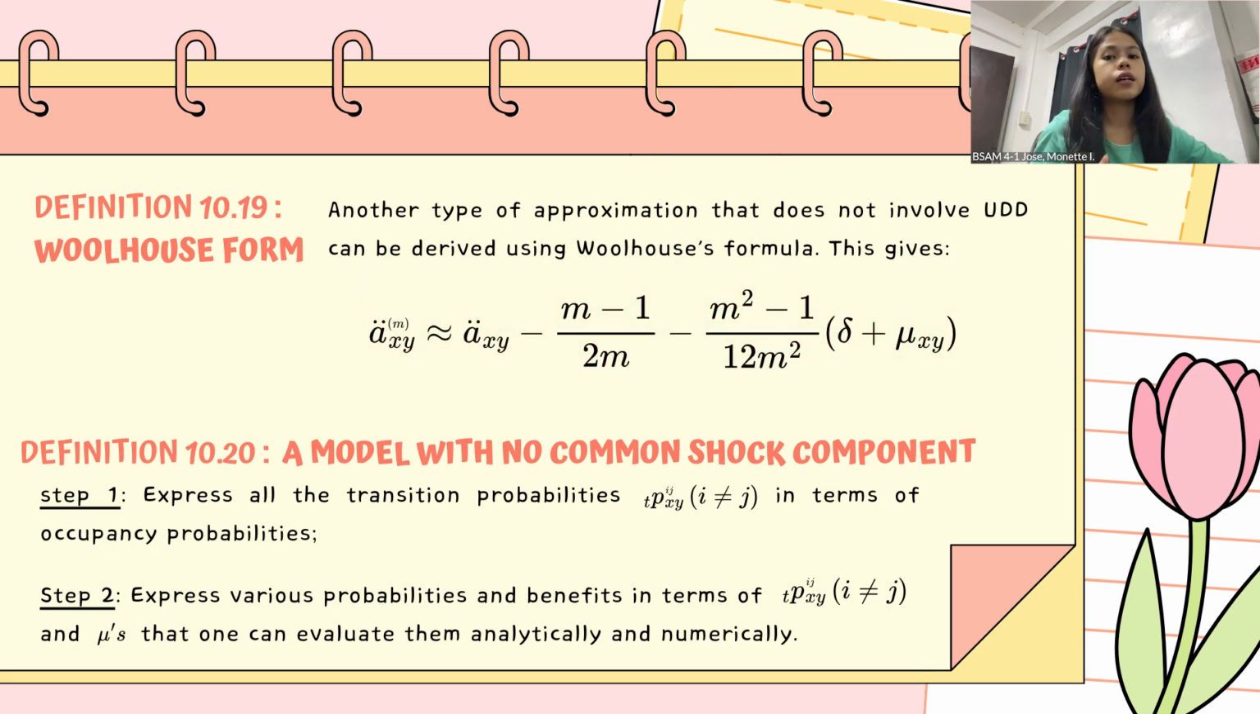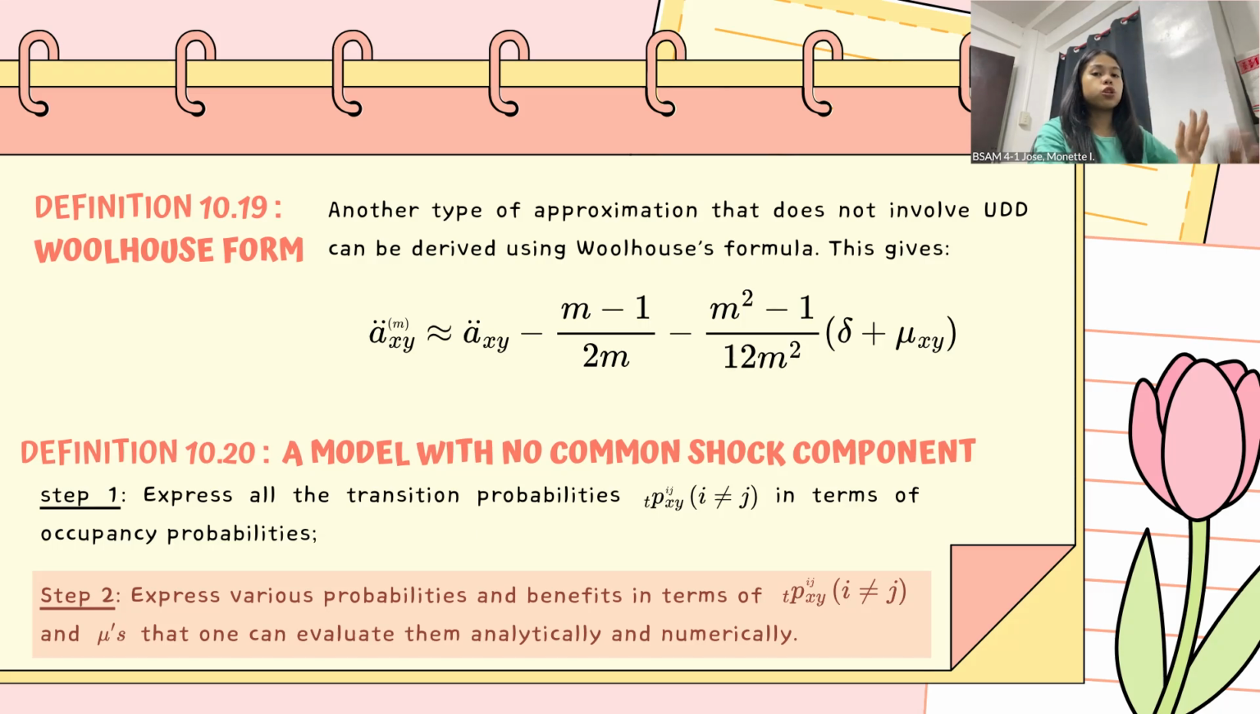Next slide is the definition 10.20 that focuses on the dependent lives but excludes the common shocks. Step 1 expresses the transition probabilities in terms of occupancy probabilities. This establishes the mathematical relationship between being in a state at a specific time and the chance of moving to another state. Step 2 expresses probabilities and benefits like insurance payouts or annuity payments in terms of transition probabilities.